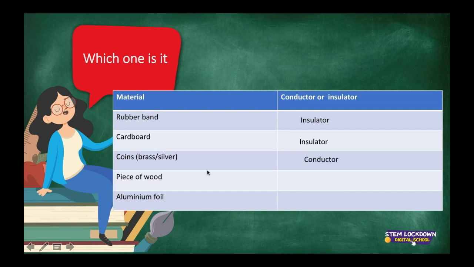So coins are conductors. What about a piece of wood? Very good. Coins are conductors. A lot of you are saying conductor. Awesome stuff. What about a piece of wood? A piece of wood would be considered to be an insulator. And what about aluminium foil?